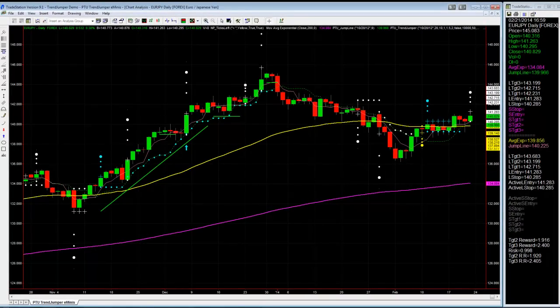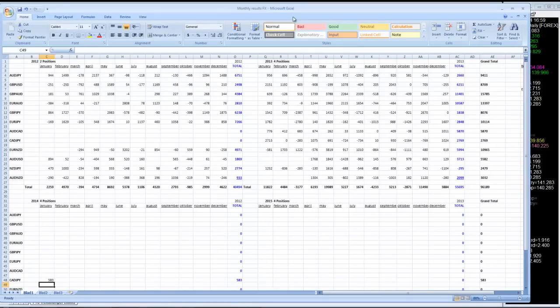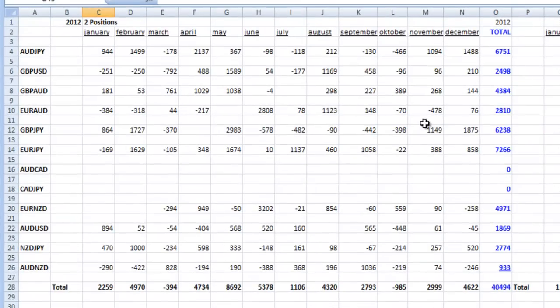Let me quickly show you how effective this has been. In 2012, I literally only followed 10 pairs. I followed 10 pairs. I added the CAD yen and the Aussie CAD in 2013. Okay, so 10 pairs in 2012. And we only did 2 positions. We traded to the 3rd target and trailed. And it made over 40,000 pips.